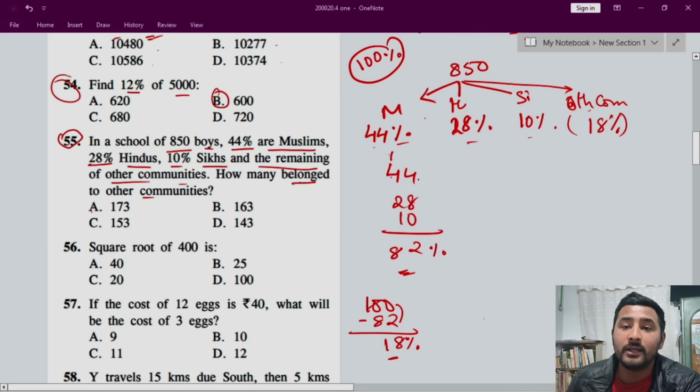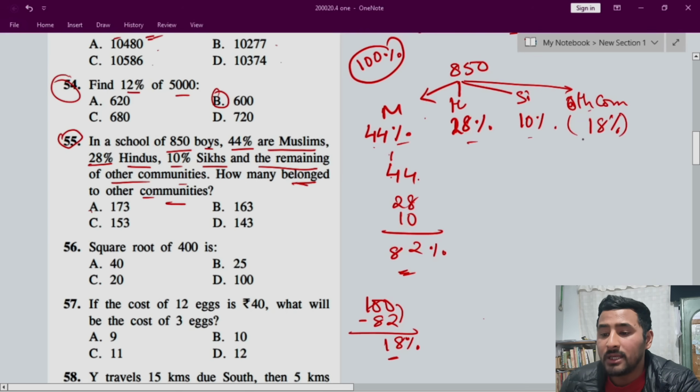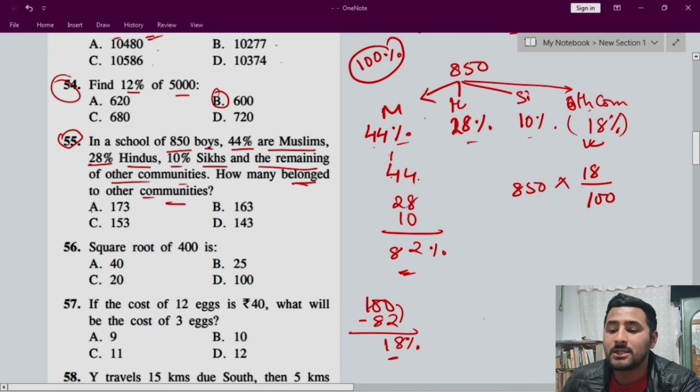Now we have to find in numbers, not in percentage. How many belong to the other communities? As we can see in percentage, it is 18%. So the total number was 850. Multiply by this 18%. 18% is what? 18 by 100. Start with the cancellation.